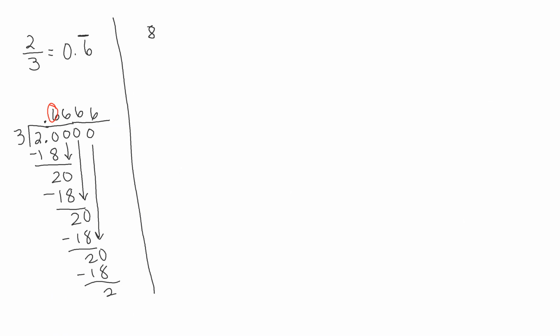Let's look at 8/15ths, okay? So 8 divided by 15. Well, we already know that 15 won't go into 8, but it will certainly go into 80. So 80 divided by 15, let's see. I know that 5 times 15 is 75. So that's as close as I can get to 80 without going over. So I'm going to say 15 goes into 80 5 times. 5 times 15 is 75. I get 5 left over.